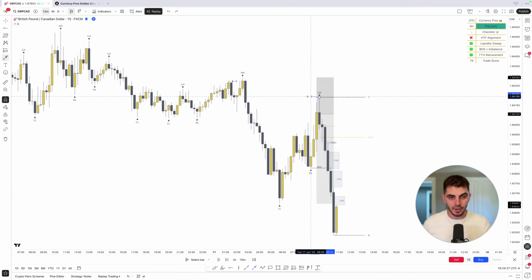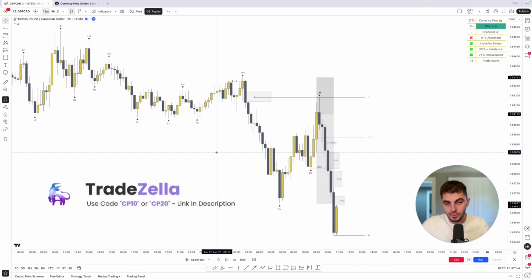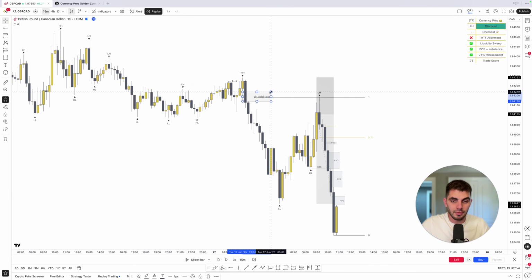Now, if I just drag an arrow tool to the left, you'll see exactly where that reacted to. And that was the most extreme fair value gap within the bearish range, right? So this is a very important thing to keep in mind. Not every trade is going to be perfect. There will be some negative confluences.